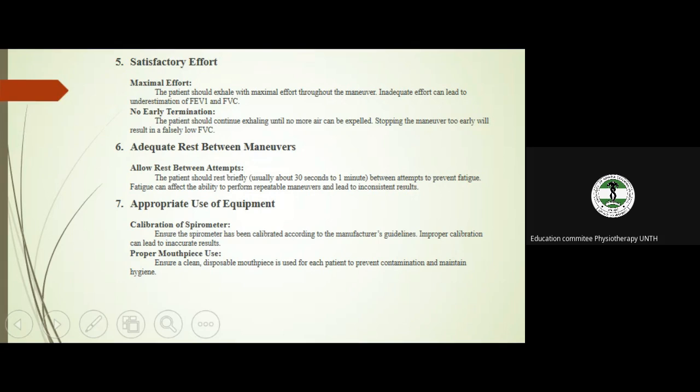Then appropriate use of equipment, calibration of the spirometer. That one is another topic on its own. You calibrate your machine. Some of them calibrate every year, some machines you calibrate every 6 months, depending on the type of spirometer you are using. If you don't calibrate it, it will not give you a good result.